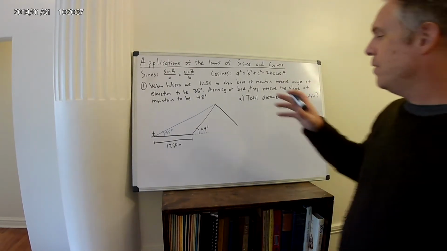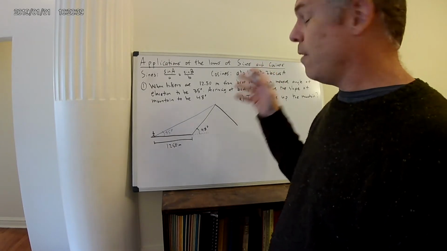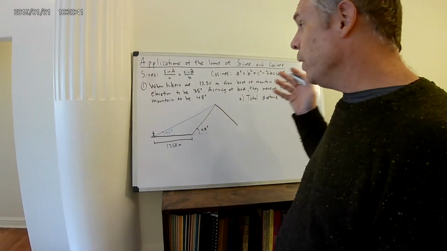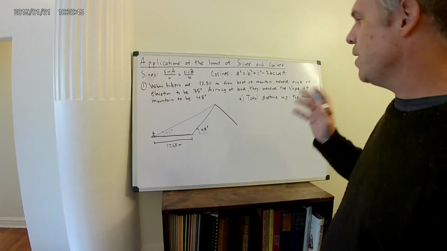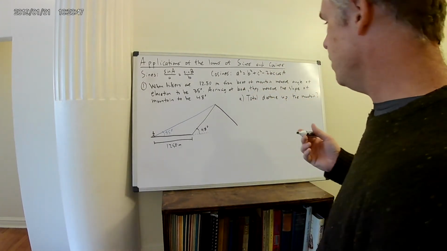Okay, and by the way, for any hikers out there, this is a very steep slope, and you'd be really hard-pressed to hike a 48-degree mountain. That'd be crazy steep. But for the sake of this problem, let's just assume it's 48 degrees.